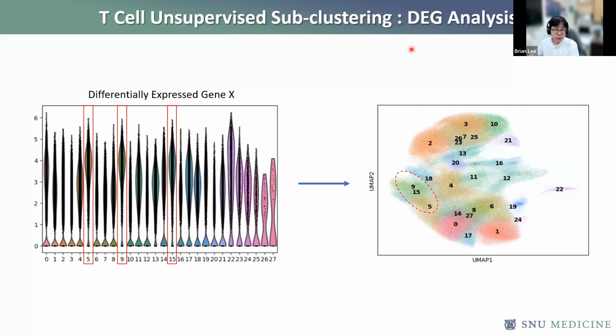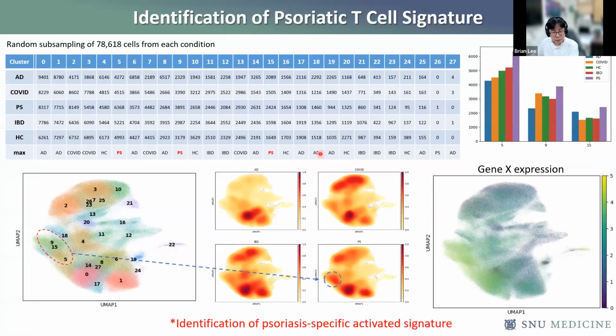We first did subclustering of those T cells, and then we performed DEG analysis of those subclusters. And what we found particularly was that subclusters 5, 9, and 15 all had high expression of this particular gene X. And what you'll notice is that 5, 9, and 15 are all grouped together here within this UMAP. And if you remember, T cell clusters 5, 9, and 15 are all enriched within psoriasis.